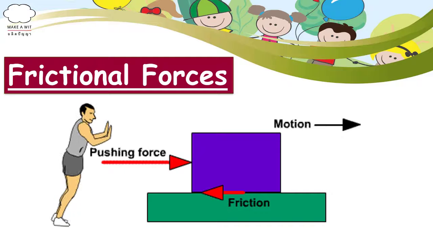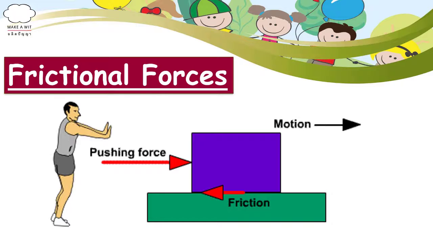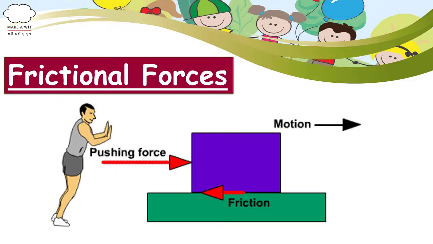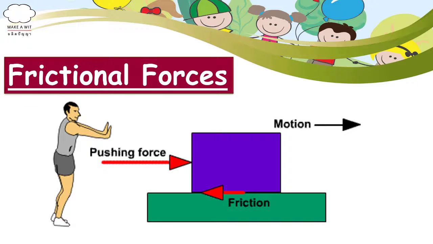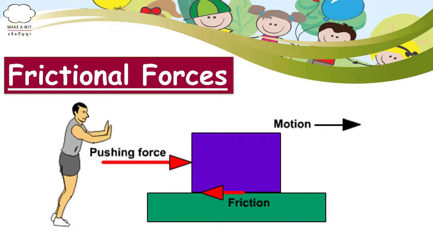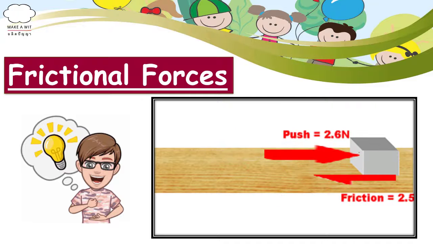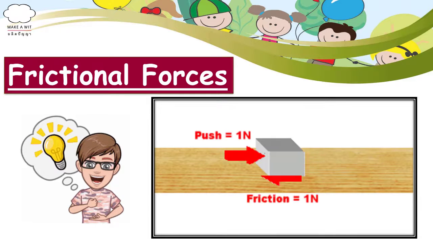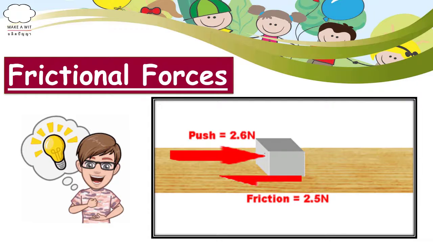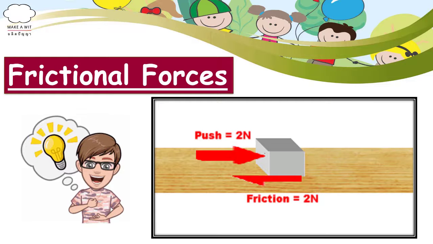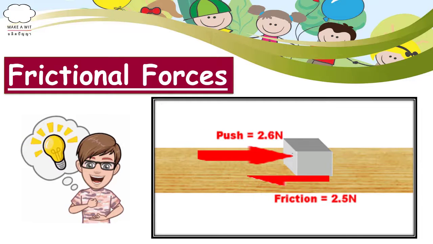Look at this one again. Okay, can you see the man? He's pushing the box to the right. But the friction, can you see the friction down below? The friction is going against the pushing force. As you can see. Again, if you push the box with the pushing force, the friction is going against the pushing force. Look at the picture again.